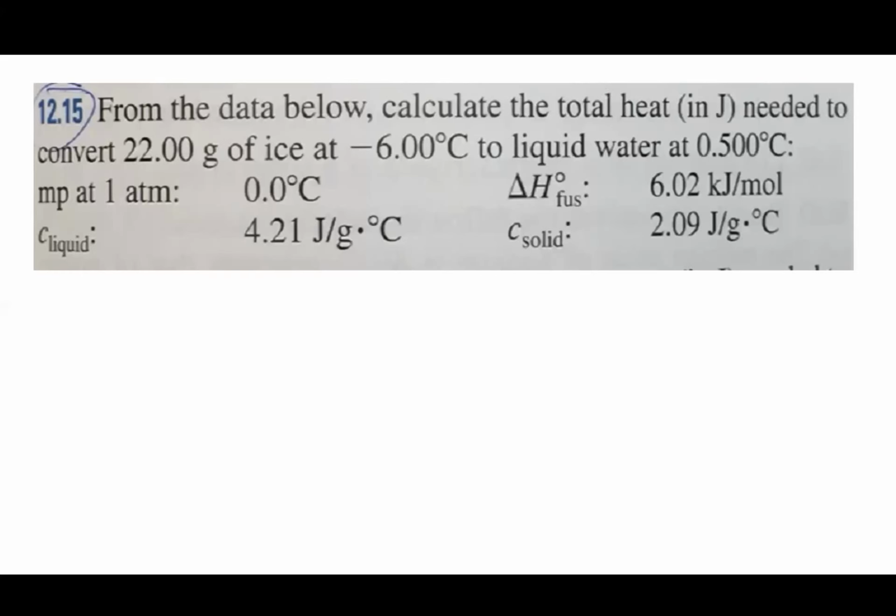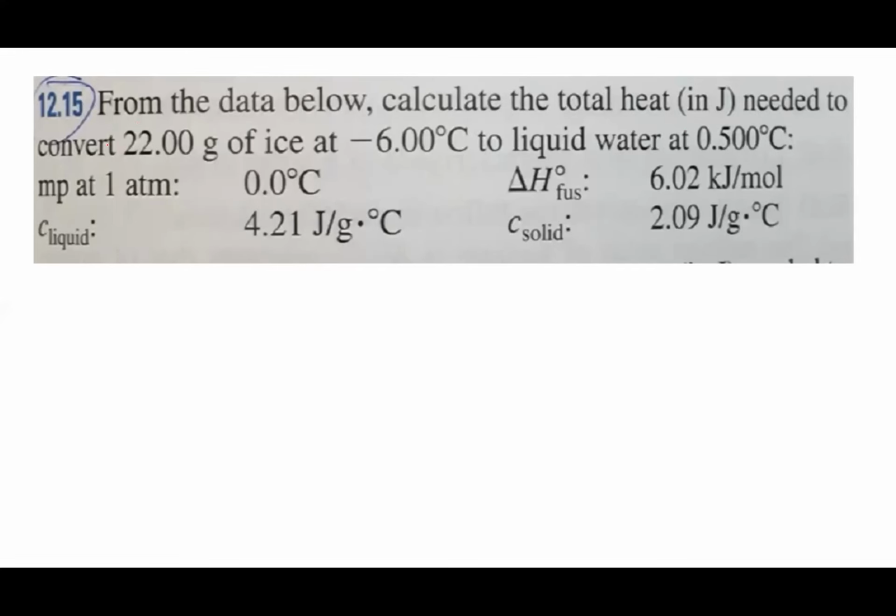So here I want to do a problem from our text, number 15 from chapter 12. In this problem, we're asked to calculate the total heat in joules needed to convert 22 grams of ice at minus 6 degrees Celsius to water in the liquid form at 0.5 degrees Celsius.